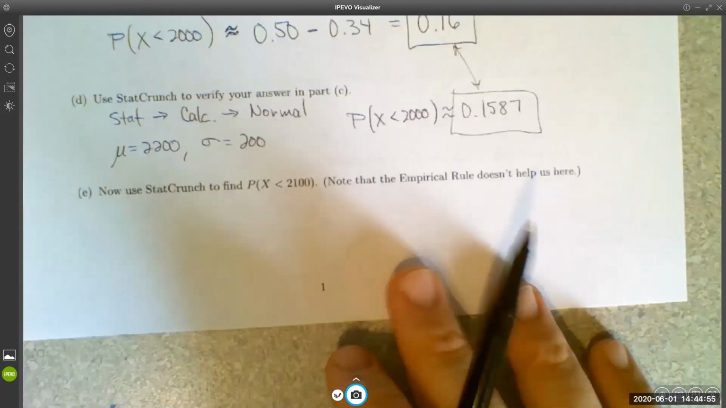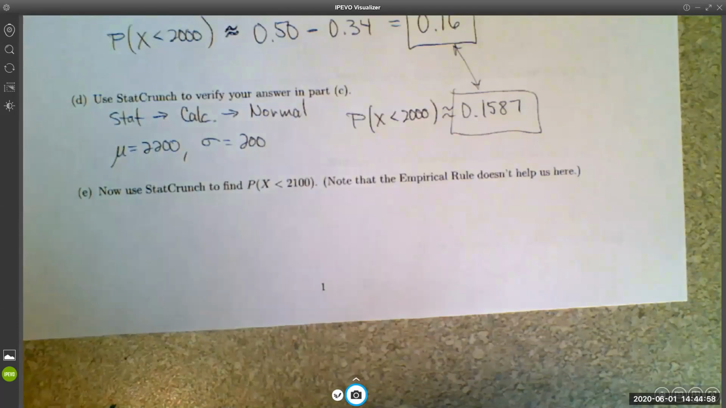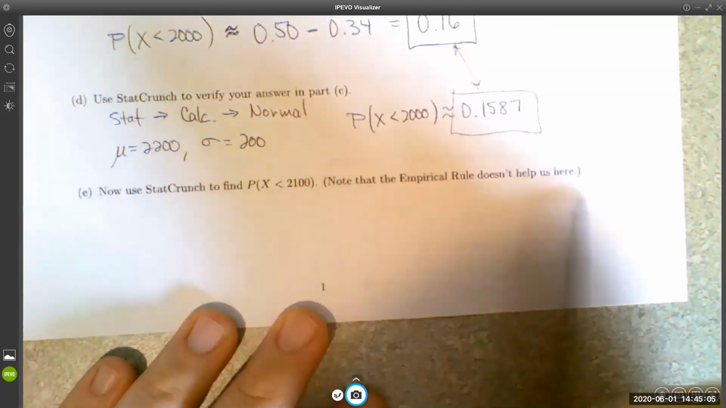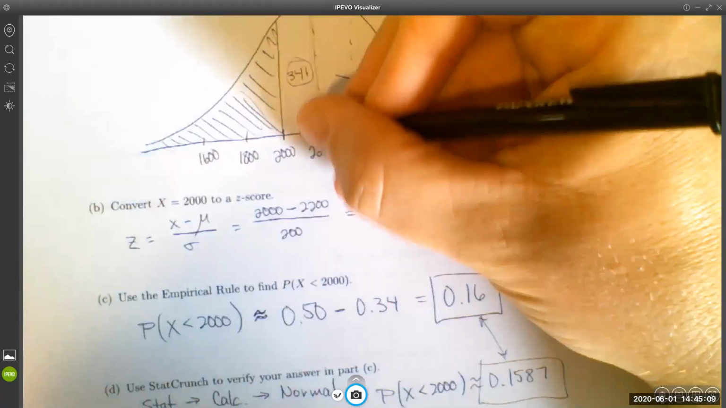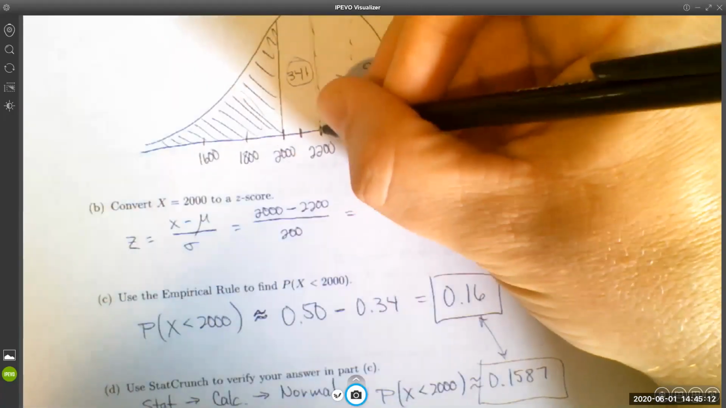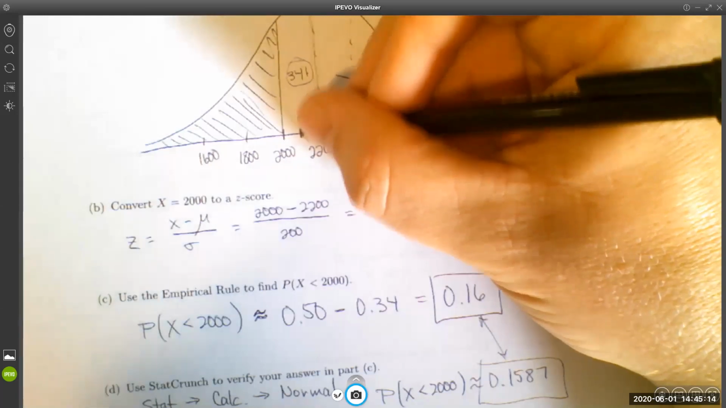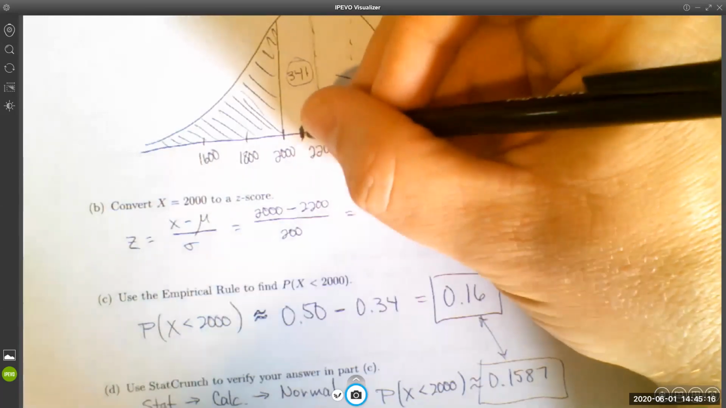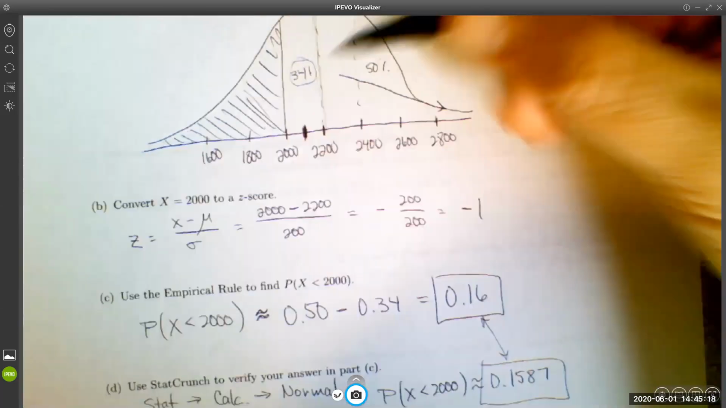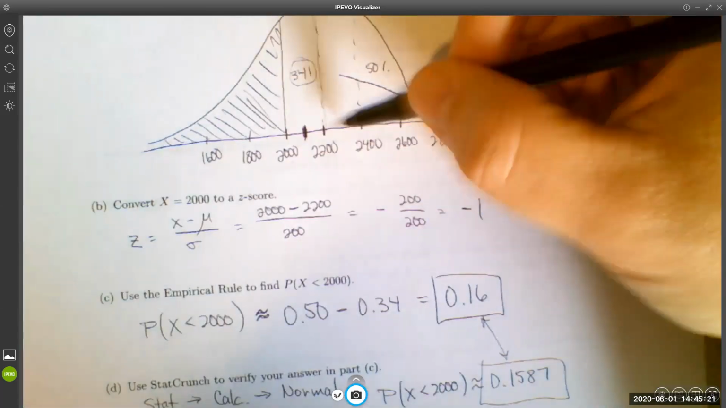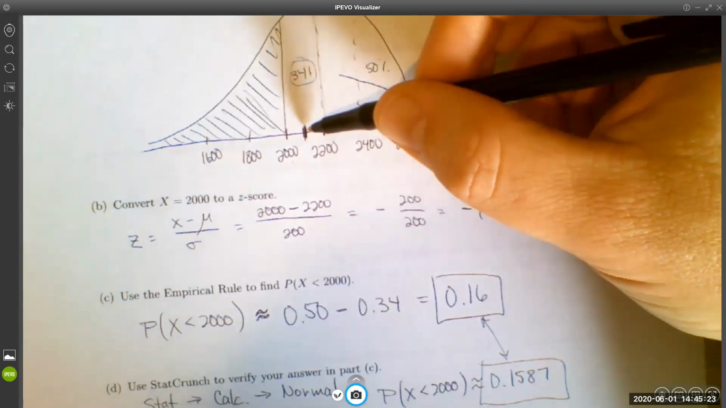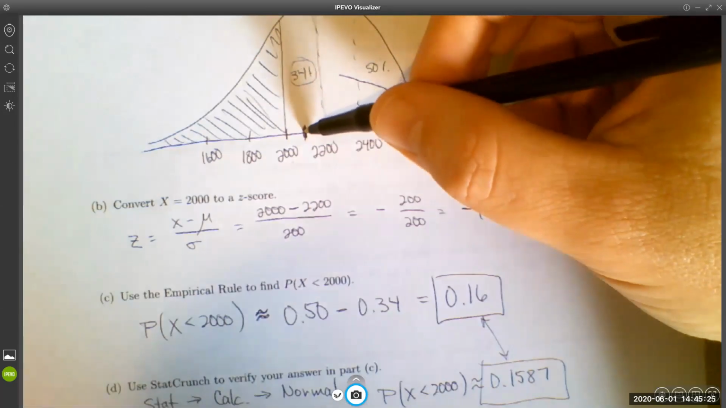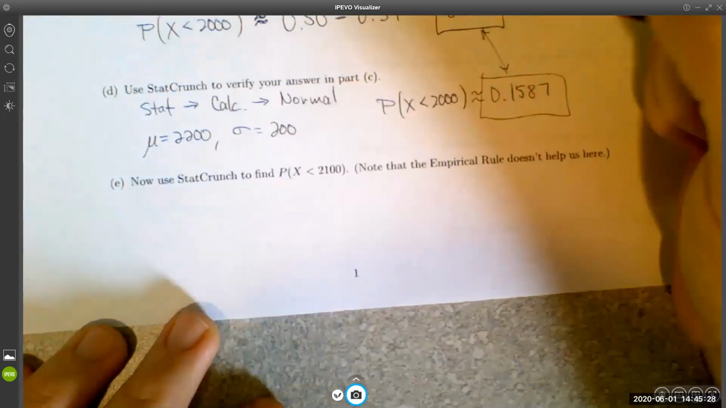Part C, or Part E, it says, now use StatCrunch to find the probability x is less than 2100. So we will, and note that the empirical rule would not help us to solve this problem. Because 2100 is right here between 2000 and 2200, the empirical rule doesn't help us with that, because it doesn't tell us how much of the data is within half a standard deviation from the mean, right? It doesn't tell us anything about that. So we'd be stuck without StatCrunch on this particular problem.